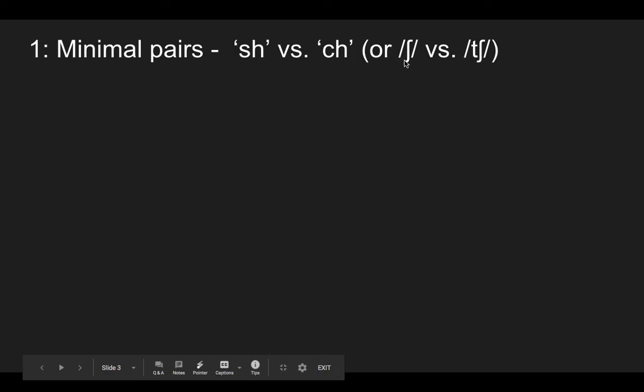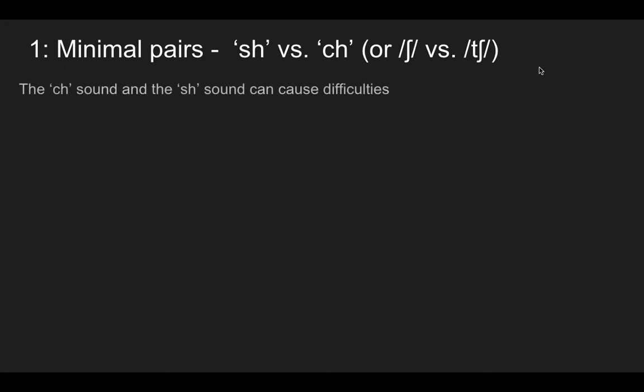In the phonetic alphabet, we use these symbols for sh and ch. So the ch sound and the sh sound can cause difficulties, especially for Spanish speakers. But they're very different sounds, okay? With SH, we just blow air through the mouth like this. Shh. Shoes.